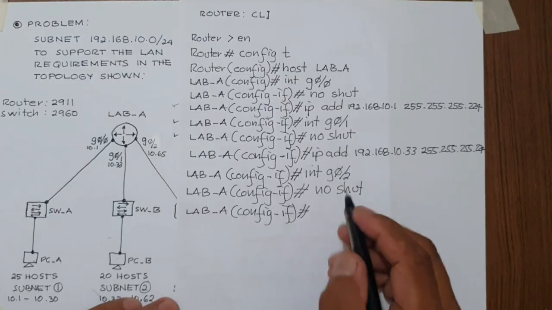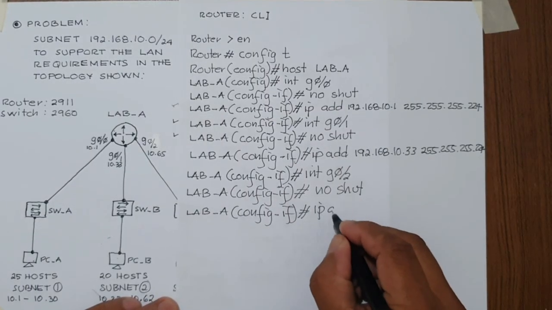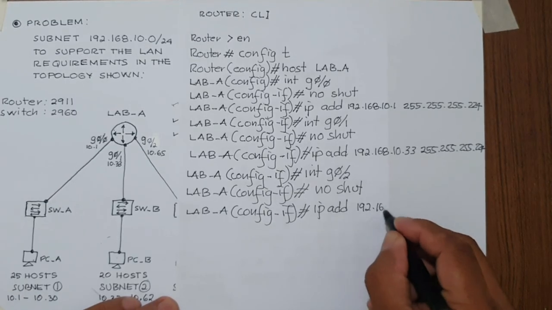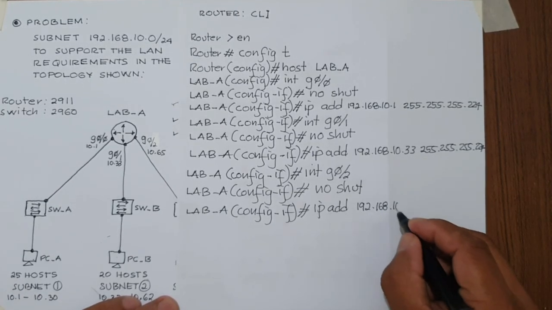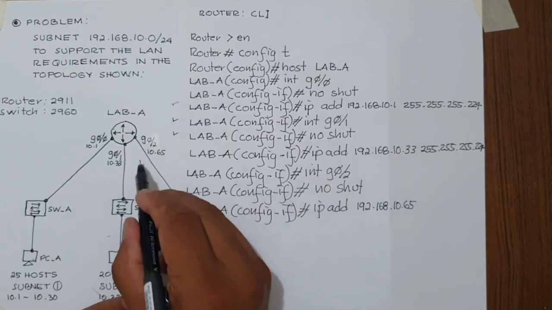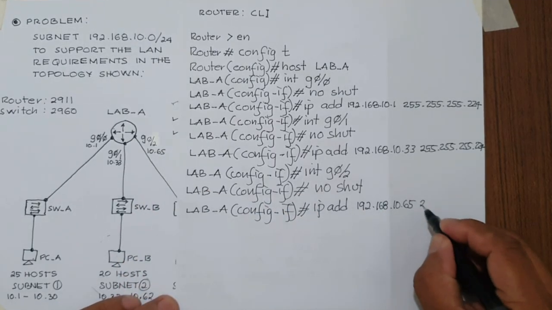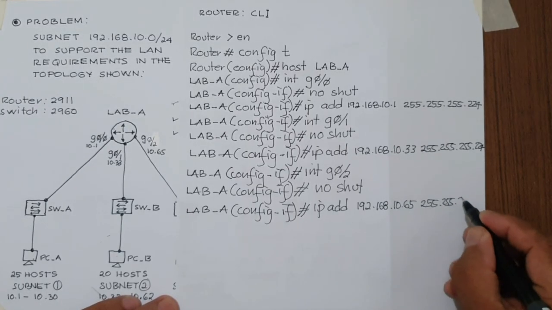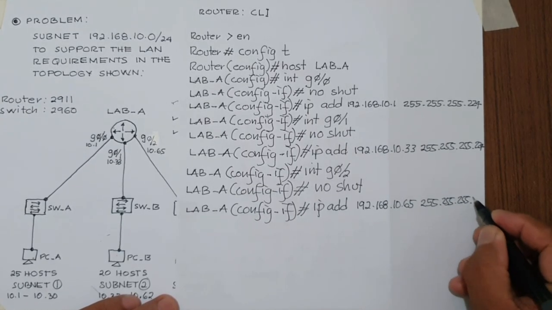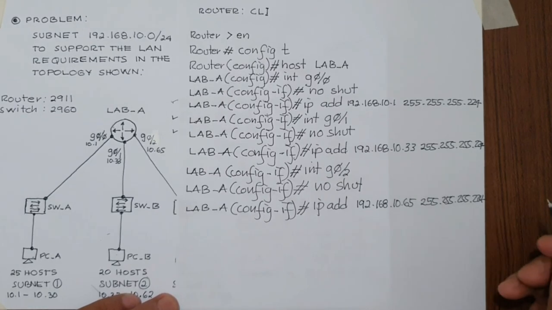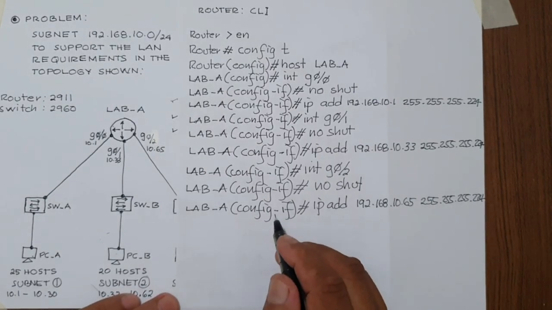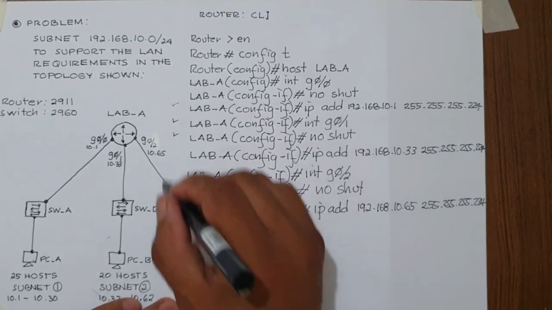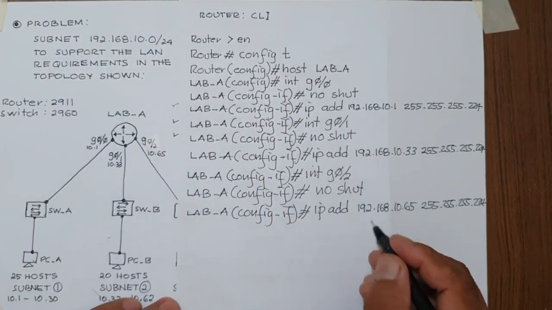Okay, so that will be ip address 192.168.10.65. Then the same /27 subnet mask, 255.255.255.224. Okay, so these are the basic configurations that we can issue on this router.